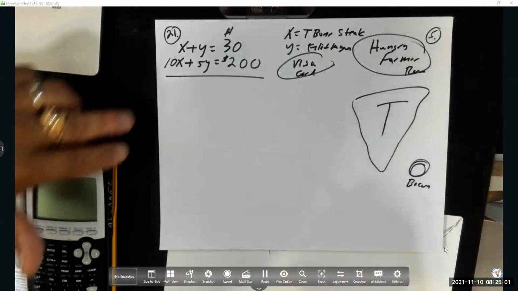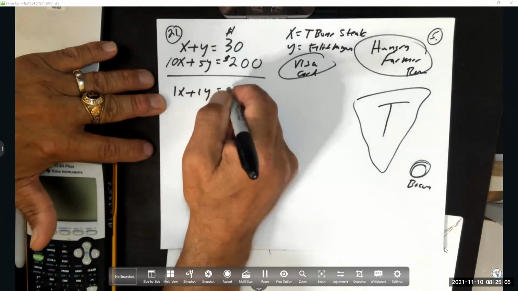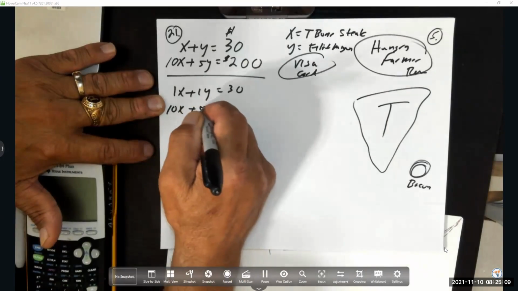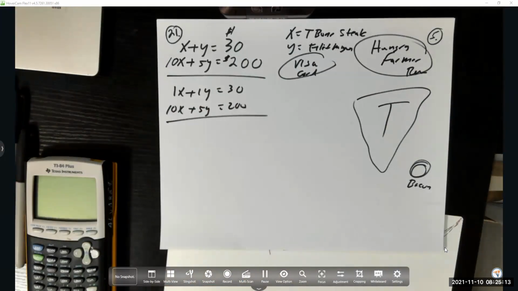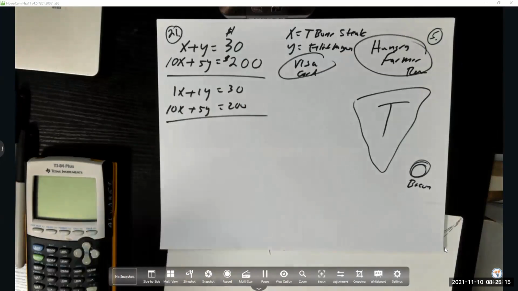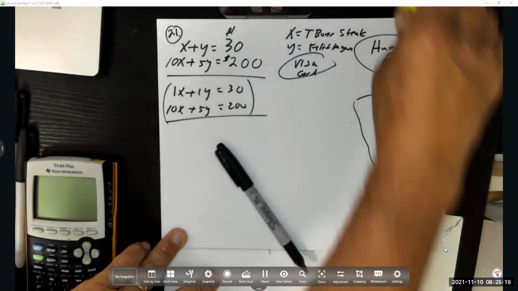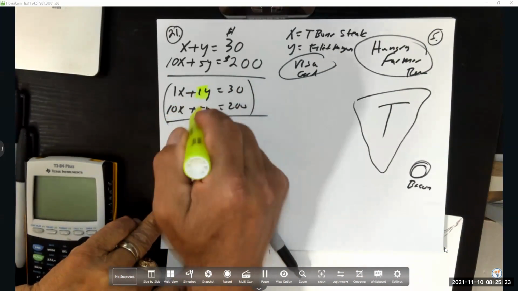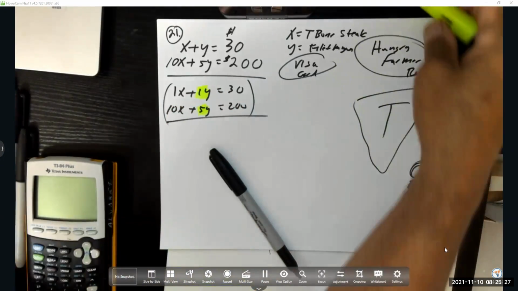So now let me write this again. This is 1x plus 1y equals 30. And this is 10x plus 5y equals 200. Everybody okay with this step right there? Y'all see it? I just put a 1 in there. So now, what's the number in front of the y? It's a 1 here, and it's a 5 there. Y'all see the 1 and the 5? Yes or no?